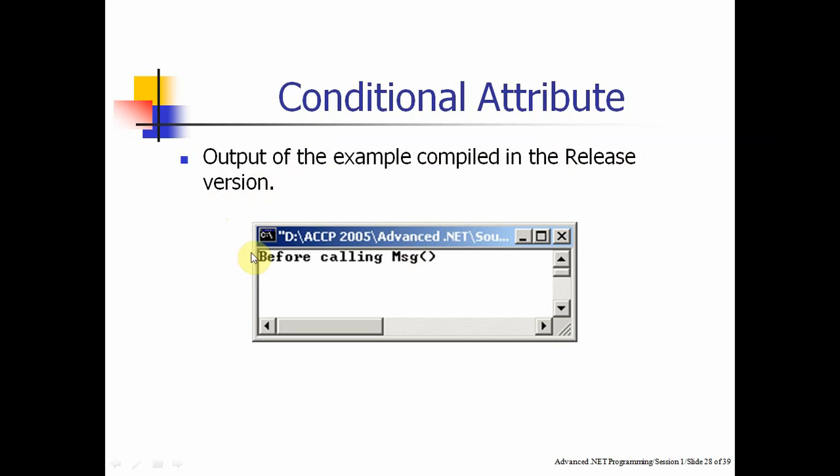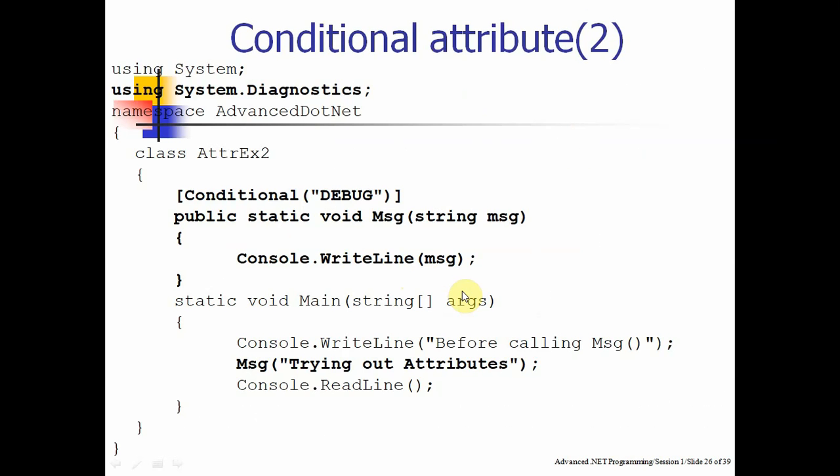अगर आप इसको हम release version में करेंगे तो before calling message ही आएगा, और message function will not execute in that case. So you can see the difference between two output. The first output is given when we are running it in debug mode. It will display both messages, this one and this one. And in case of release mode, it will be ignored, means this line will be ignored.